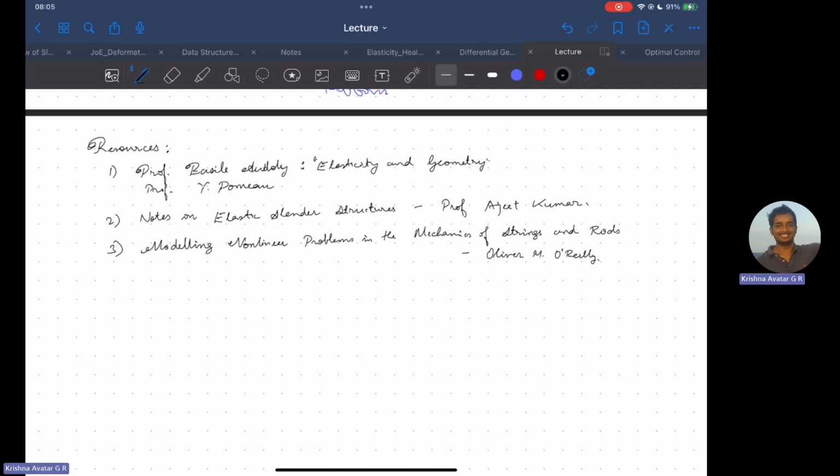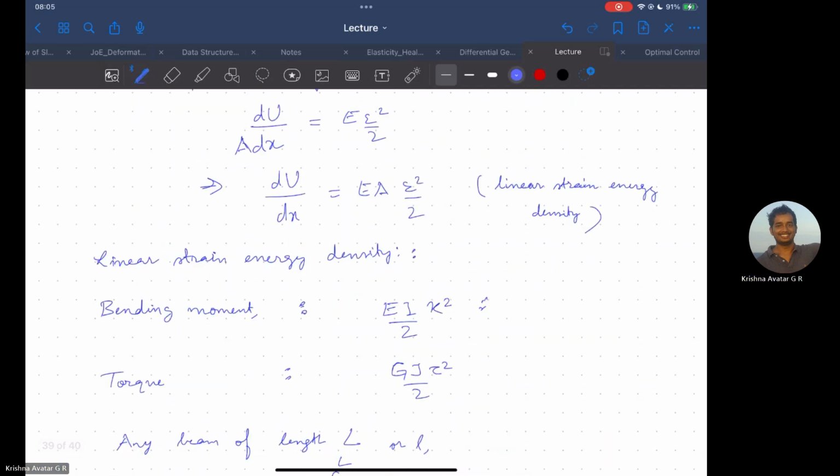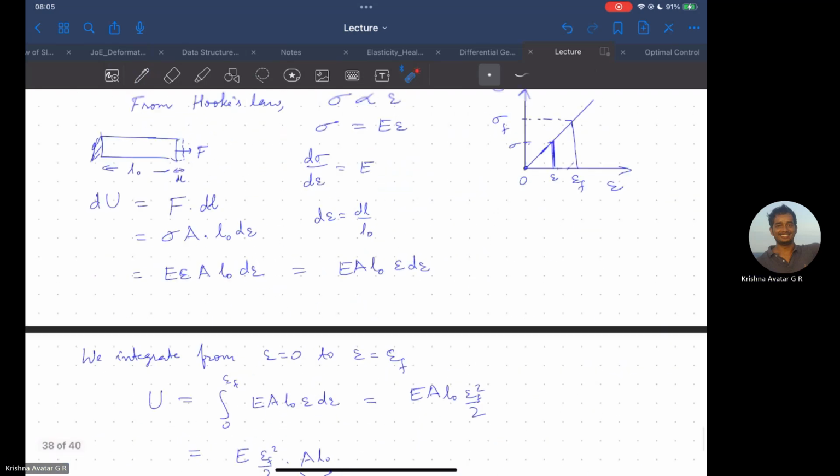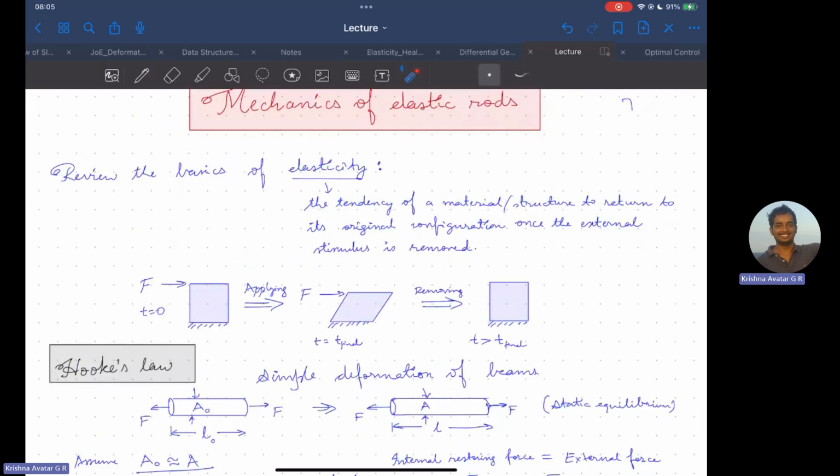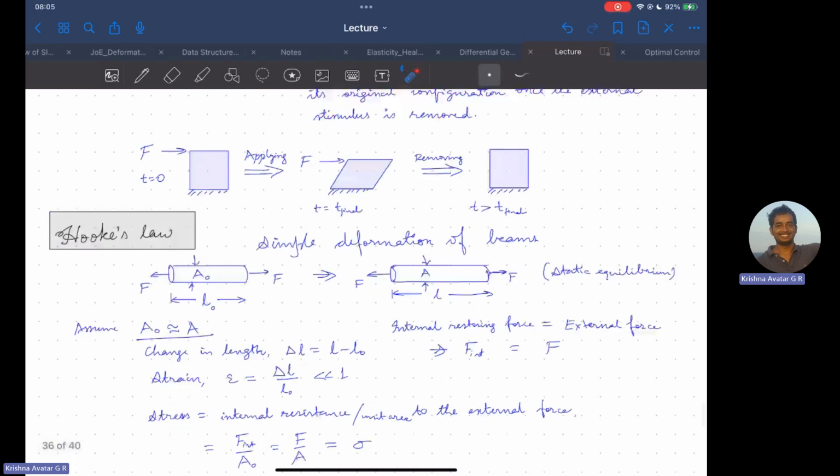So let's review what we had covered in the previous class. In the previous class, we started with, first of all, understanding the basics of elasticity, where we define elasticity as the tendency of a material to return to its original configuration once the external stimulus or force or some sort of a load is removed. Through this schematic, I just wanted to show how it can be graphically visualized.